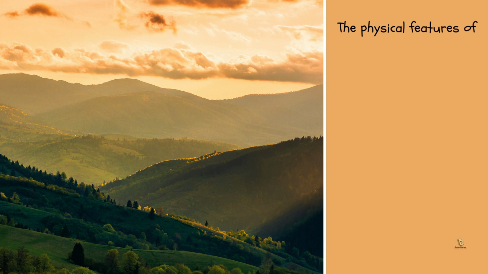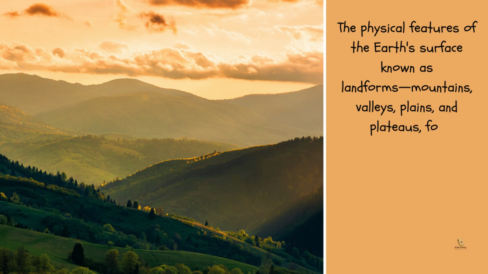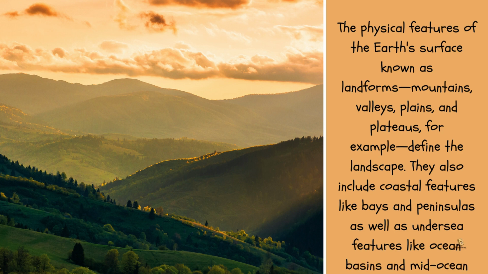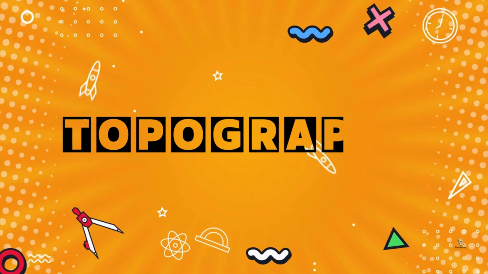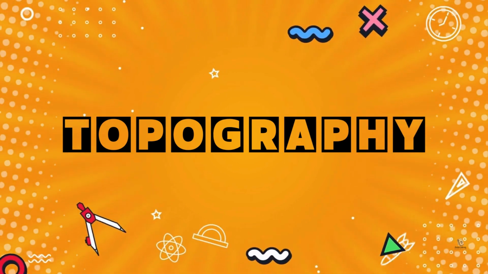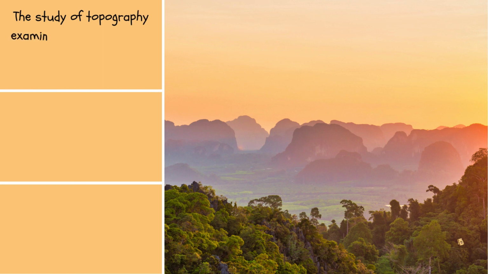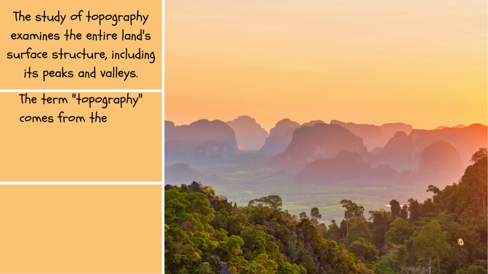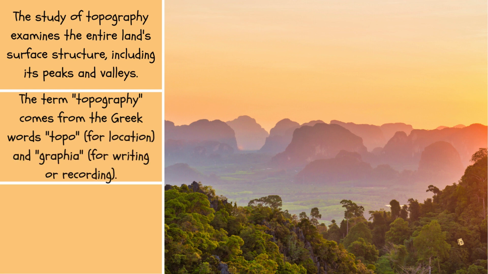The physical features of the Earth's surface known as landforms, mountains, valleys, plains, and plateaus, for example, define the landscape. They also include coastal features like bays and peninsulas as well as undersea features like ocean basins and mid-ocean ridges. The study of topography examines the entire land's surface structure, including its peaks and valleys. The term topography comes from the Greek words topo, for location, and graphia, for writing or recording.